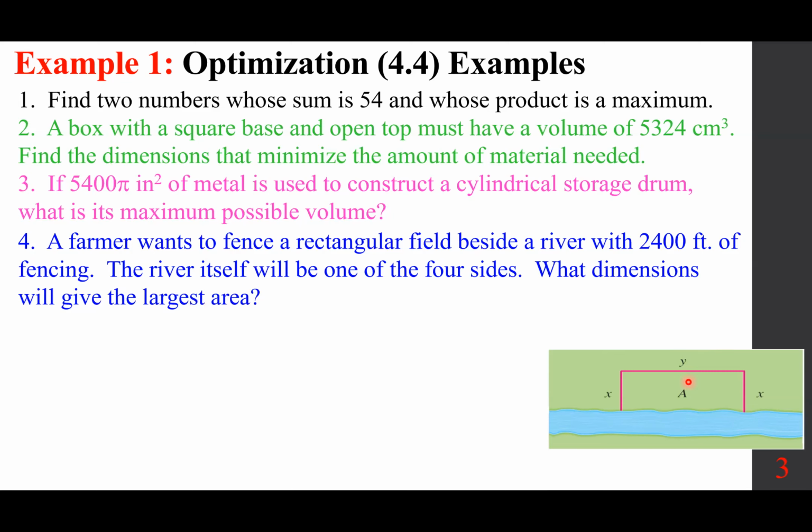So we want to maximize the area, which is x times y, the width times length, subject to 2,400 feet of fencing. Normally the perimeter is 2x plus 2y, but this side doesn't need fencing. So 2x plus y equals 2,400 would be the constraint.